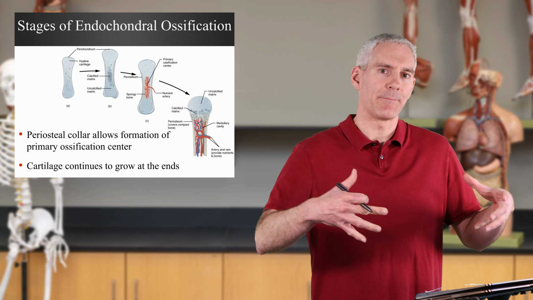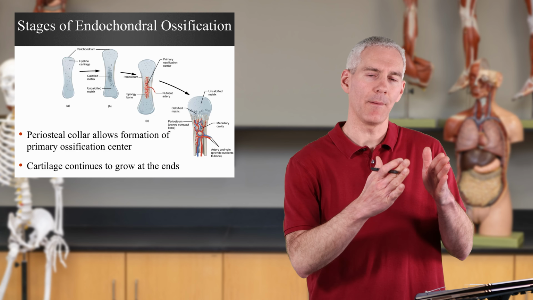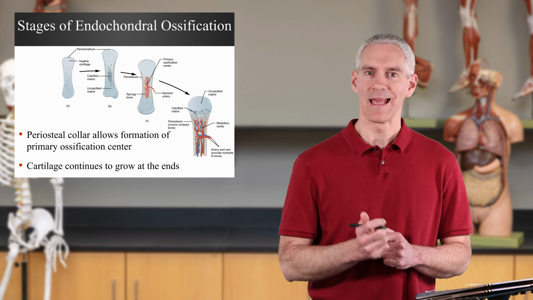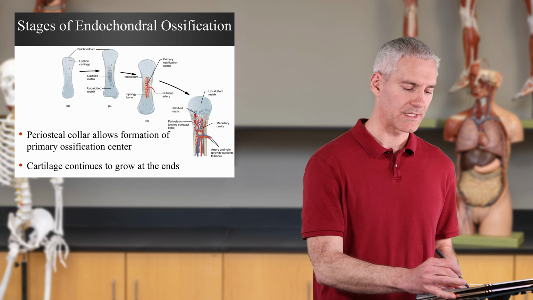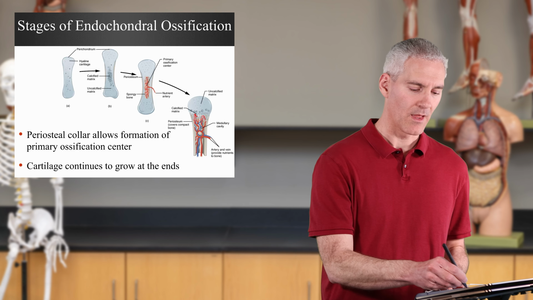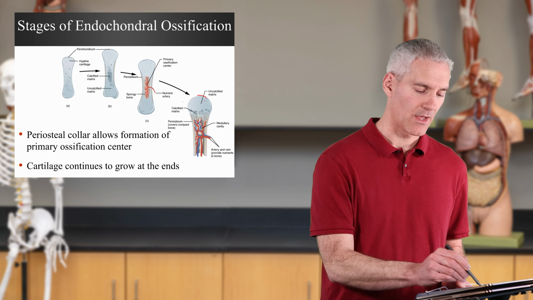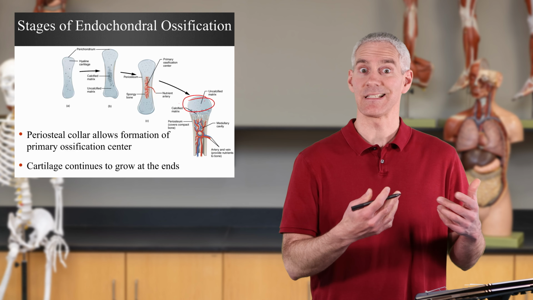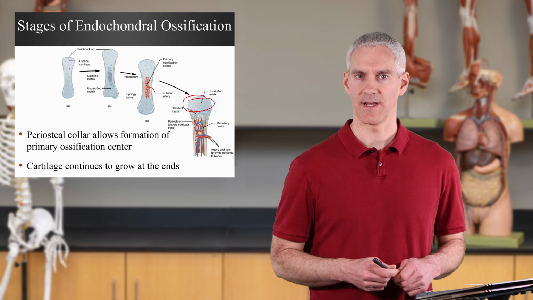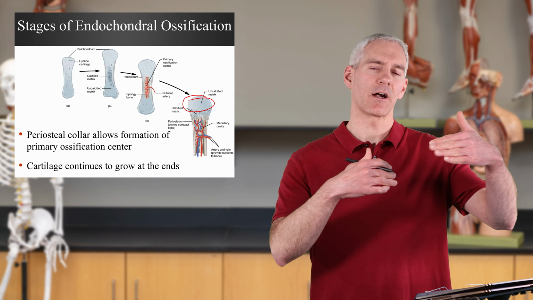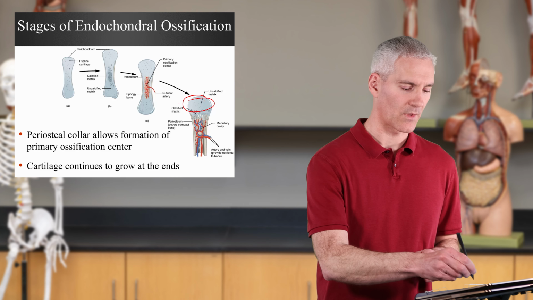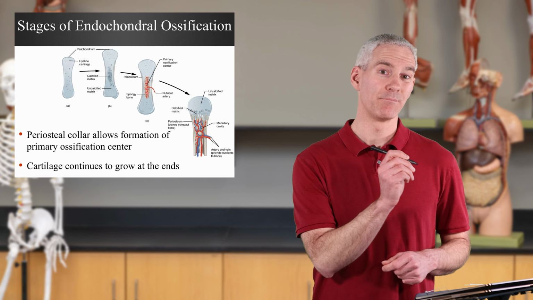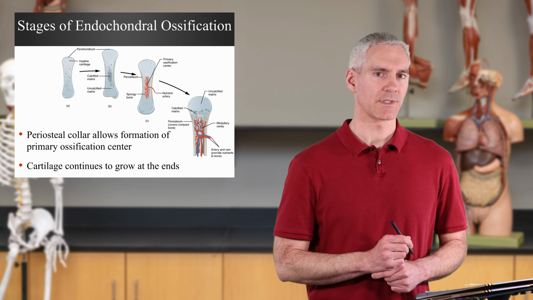All of it is because that periosteal collar is moving up along the shaft of the bone, and the capillaries inside are heading up towards the ends of the bone. But while all that's occurring, this cartilage out here is still growing. It's not calcified. So you still have cartilage on both ends of the bone, or in this case, they're showing just one end of the bone, because that cartilage must be present to allow the bone to continue to grow.